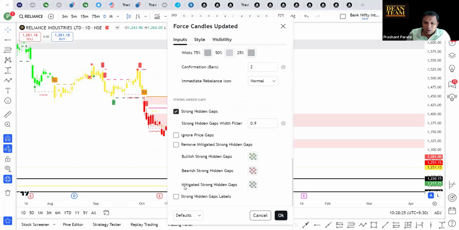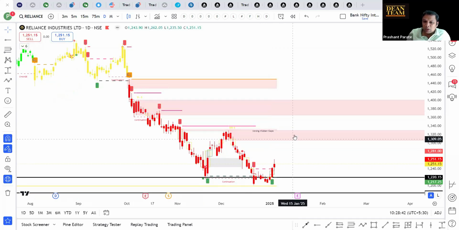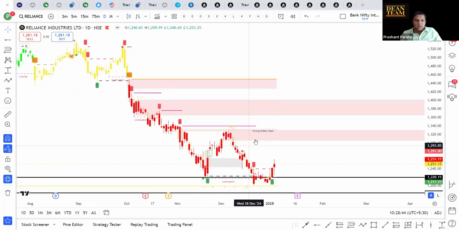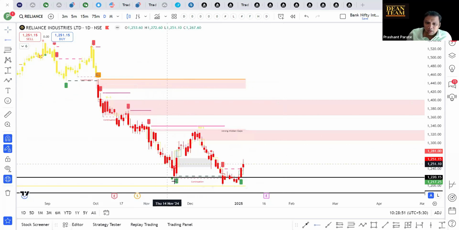Let me bring that marking, strong hidden gaps. See, there are strong hidden gaps on downside, right? So if there is strong hidden gap which is not closed, price came down. Now we have a buying candle, selling candle's high is broken. And this is a daily chart. Based on daily chart, what is the trend? Trend is down.